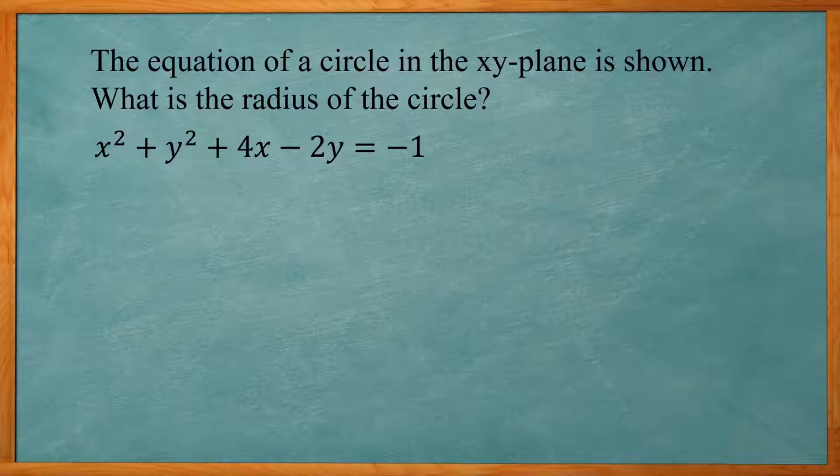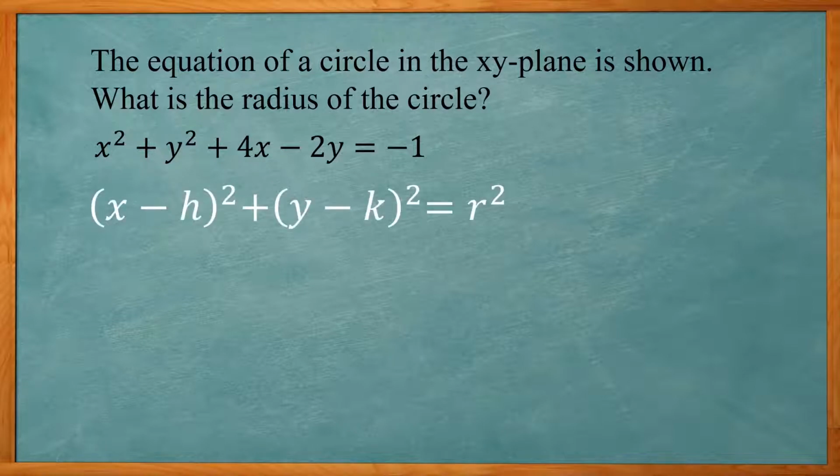So right now it's not in standard form, so I can't determine the center of the circle or the radius. So remember, we need to get it into this form, where (h, k) is the center of the circle and r is the radius. So we can change our equation into this form by completing the square.